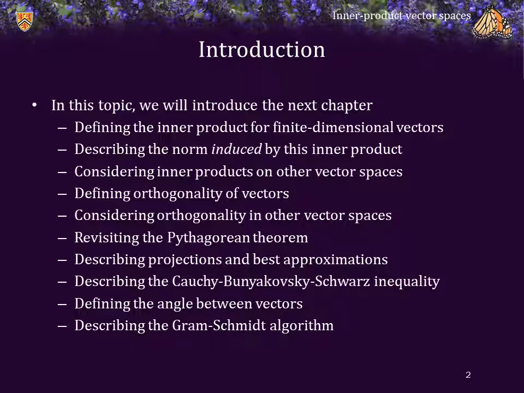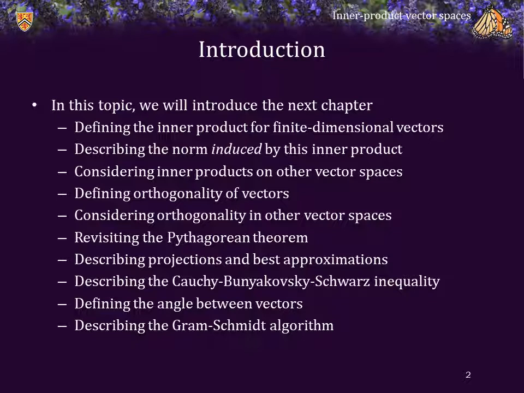So in this topic, we will be introducing the next chapter on the inner product and vector spaces with such an inner product. We will be defining the inner product for finite dimensional vectors, including R to the n and C to the n. We will describe the norm induced by this inner product. We will consider inner products on other vector spaces, including discrete signals and continuous signals.